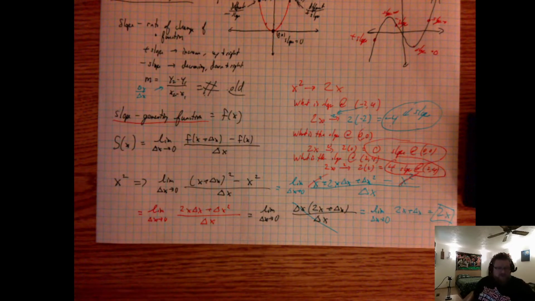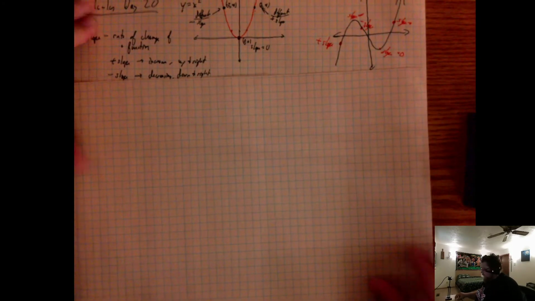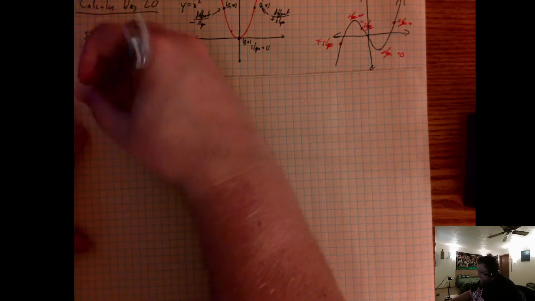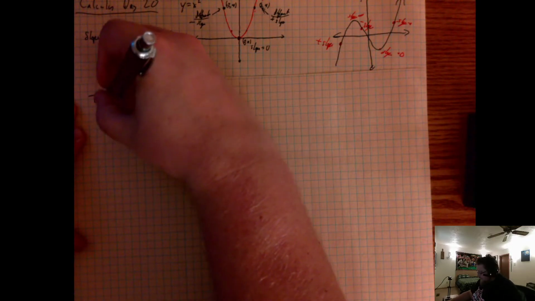Now before we go on, I'm going to do a couple more of these, but I want to make sure to verify this with the graphing calculator that these are right answers, okay? To do that, I'm going to use something called a tangent line.